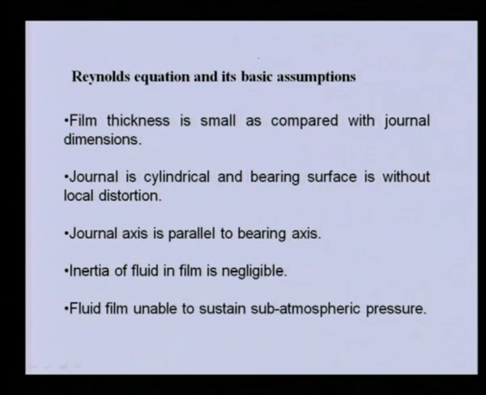The basic assumptions while deriving the Reynolds equation are: film thickness is small as compared to the journal dimensions, the journal is cylindrical and the bearing surface is without local distortion, the journal axis is parallel to the bearing axis, and inertia of the fluid in the film is negligible. So this is another important assumption which we make: inertia of the fluid we neglect. The fluid film is unable to sustain subatmospheric pressure. So wherever negative pressure is there, cavitation may take place, but we are not considering that cavitation aspect here.